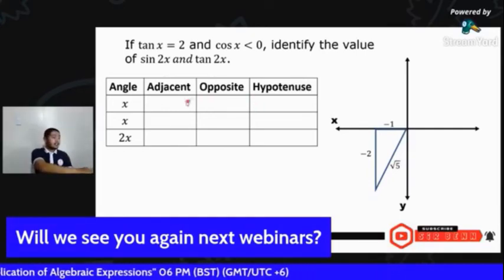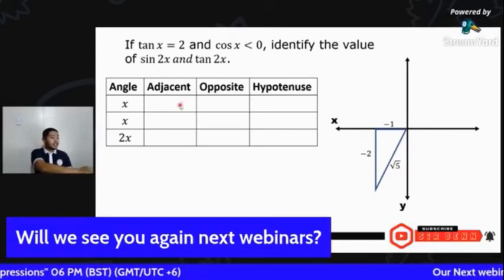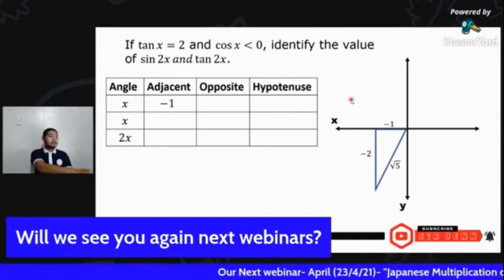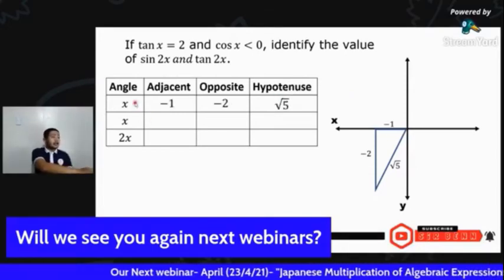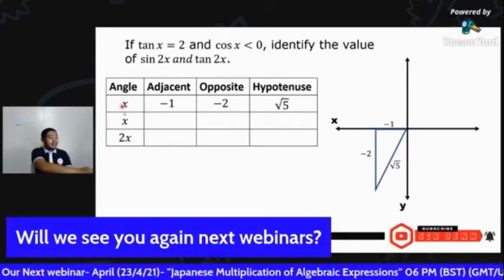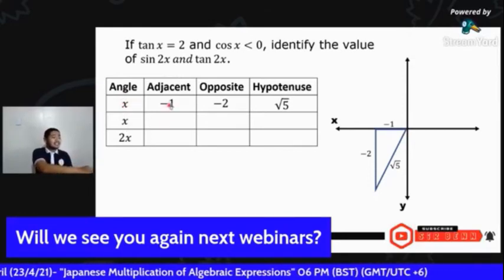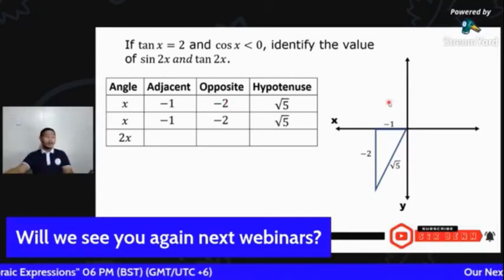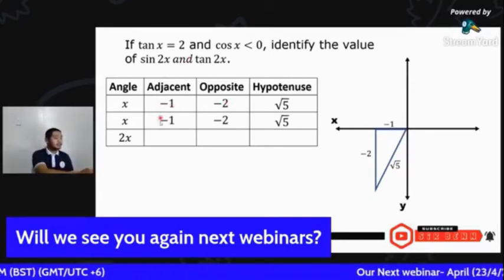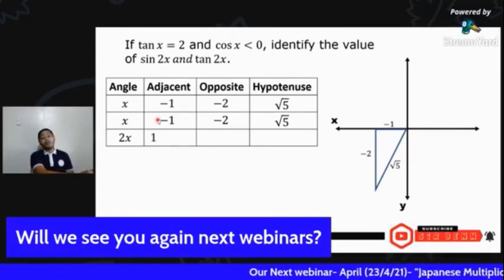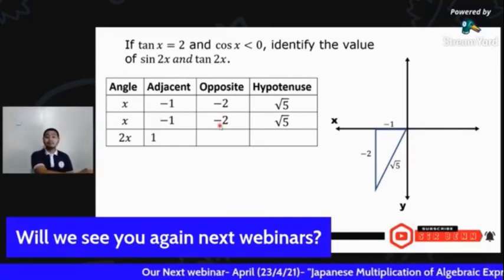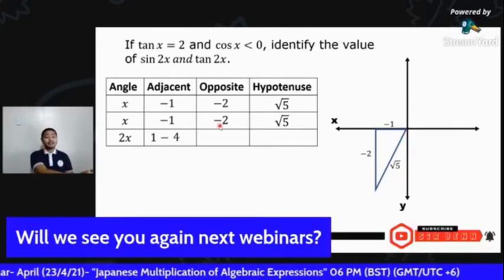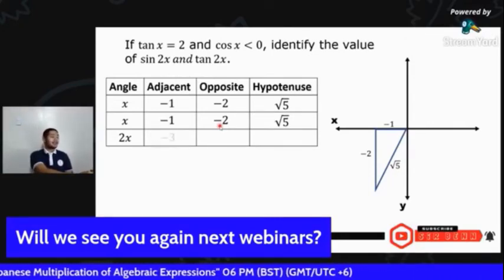So let's just fill this table. Adjacent is -1, opposite side will be -2, the hypotenuse would be square root of 5. Same thing with this one, simply because they're just the same, x and x. So the adjacent side, opposite side, and hypotenuse are just the same. Let us use the process from a while ago. We multiply these two numbers, that would be 1. And then multiply these two numbers, that would be 4. And then proceed to minus. So 1 minus 4, that will be negative 3.